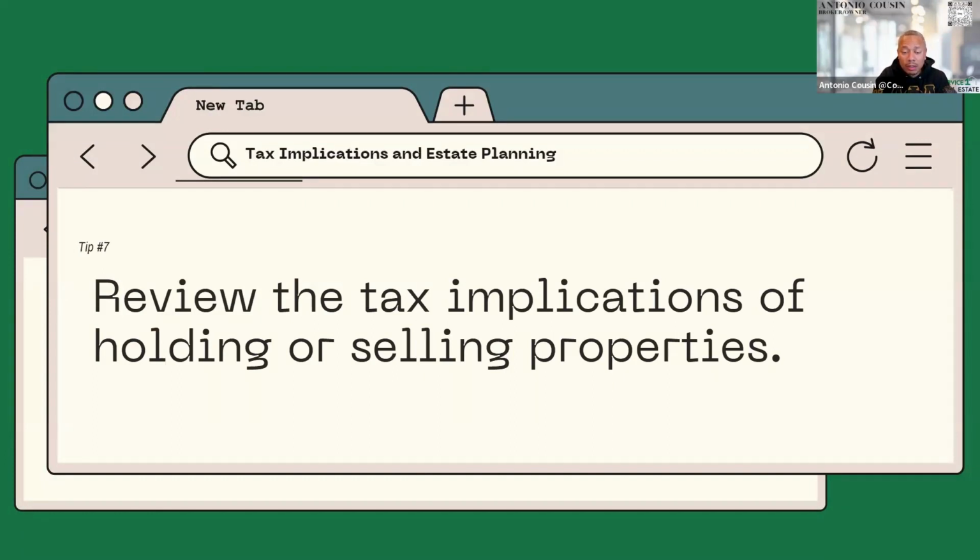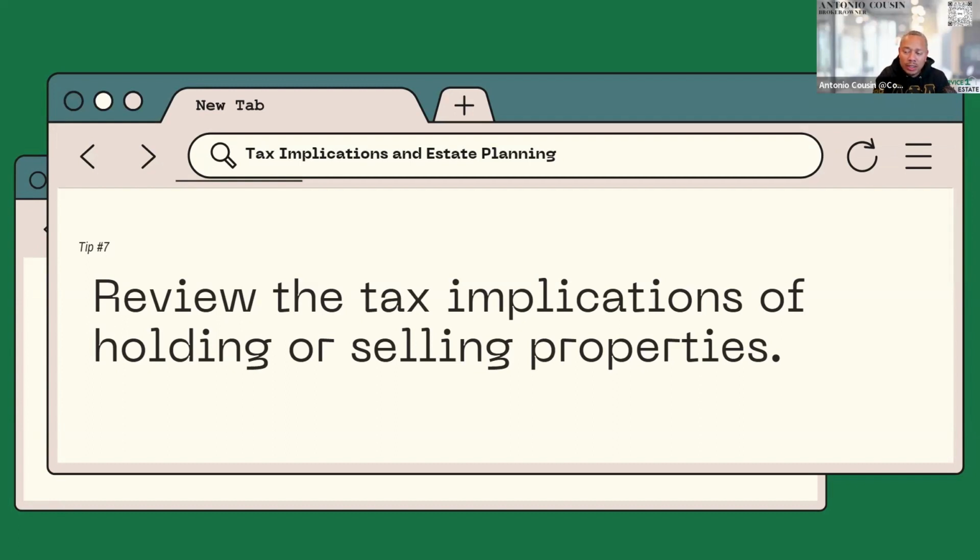So you want to have some kind of accountant, some kind of tax professional, CPA, whatever, on your team where you can bounce questions off of, because everybody's tax situation is going to be different. So you want to be able to throw those tax questions at that person to help guide you in your decision making.